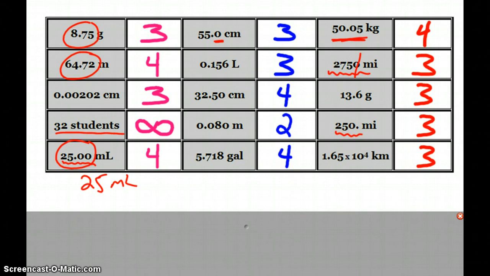Alright, and then here's an example when we've got zeros in the front and back. The front ones do not count, they are always placeholders, but the one after the non-zero definitely does count, so we have 2 there.